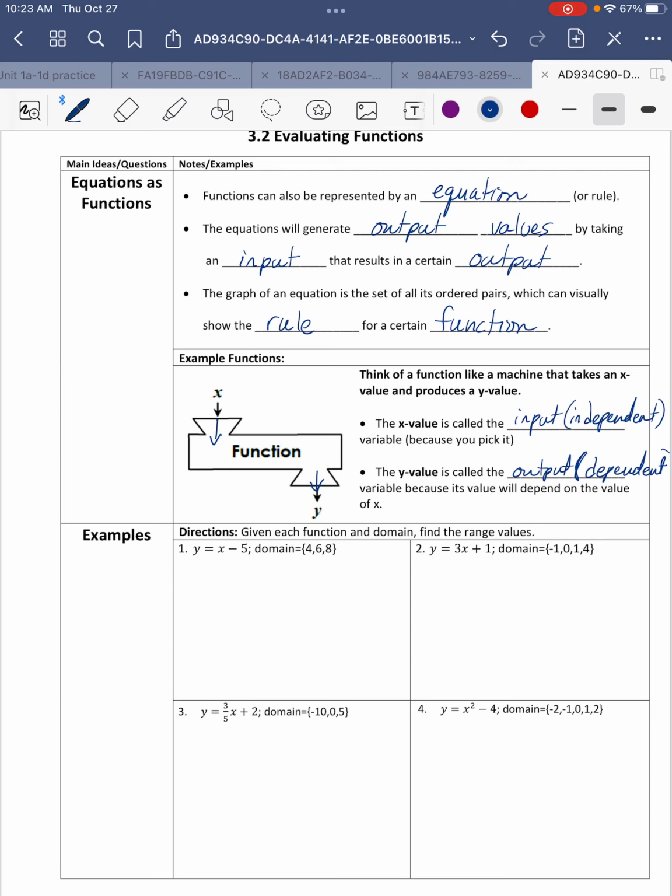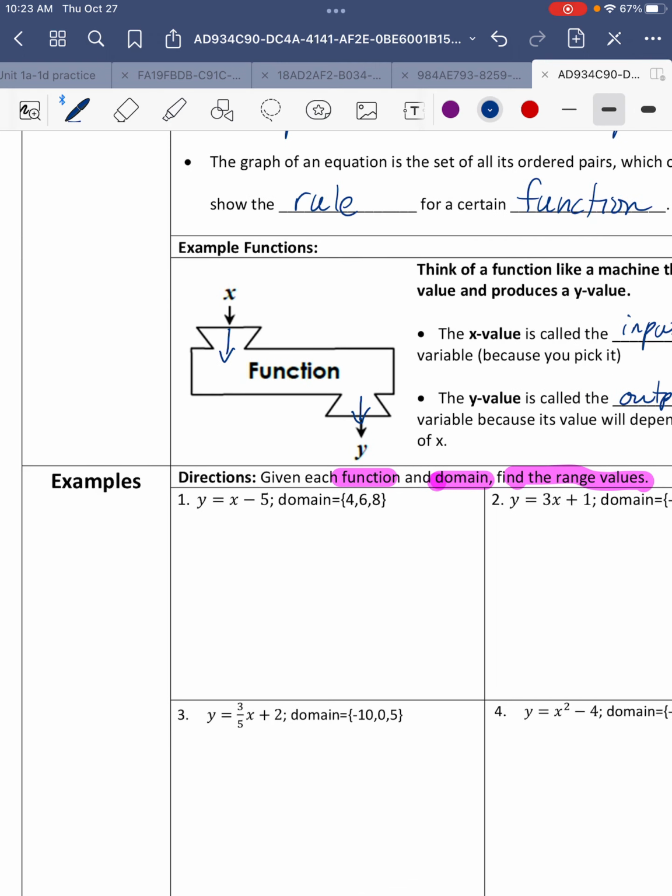So let's get started here. We are given the function and domain. Find the range. So we want to find the range given the function and the domain. The range is the y value. The domain is your x value. So what we're going to do is say x is equal to 4 right away, and we're going to substitute 4 in for x.